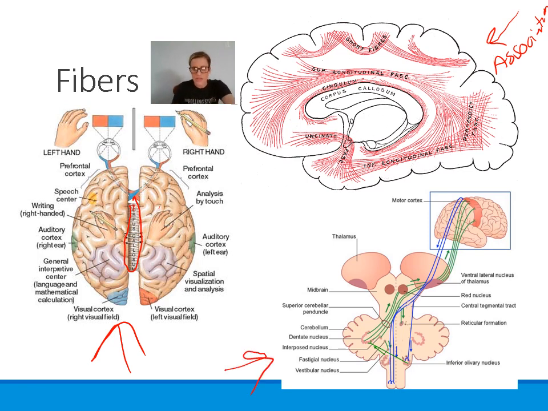In this bottom picture here, this is showing you the projection fibers that are bringing messages to and from the cerebrum. In this case, these messages are going to and from the motor cortex, right? You look at the cerebrum. Remember, the precentral gyrus is the primary motor cortex. And you see there's information going to and from that motor cortex.